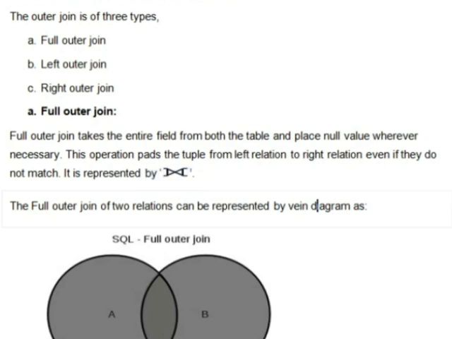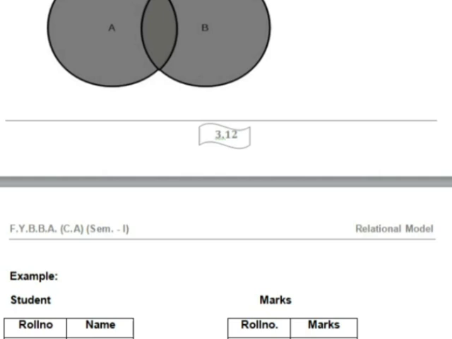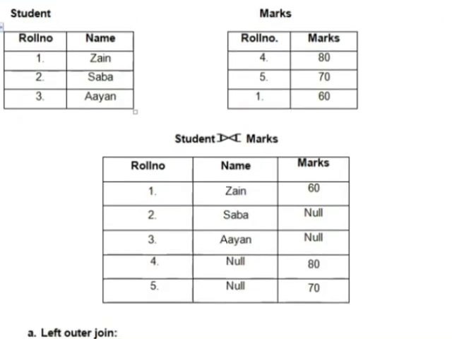The full outer join can be represented by this particular Venn diagram, where we have relation A and relation B, and we are combining them and we will be able to find the full outer join. This is the Venn diagram. Now we will understand the full outer join by using this particular example. Here again, I'll have 2 tables, 2 relations, the student relation and the marks relation. Student has the columns roll number and name, whereas marks has the columns roll number and marks.